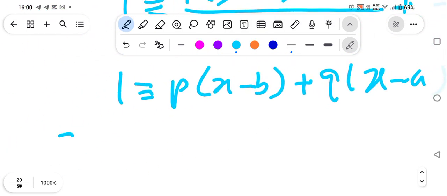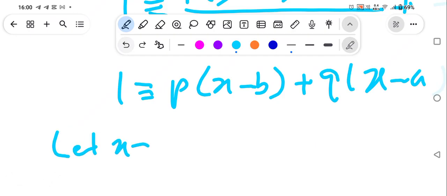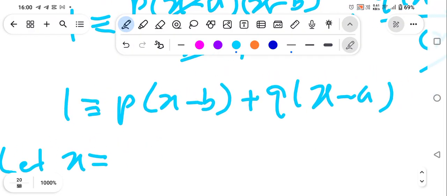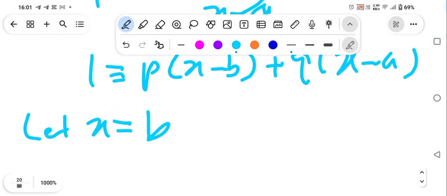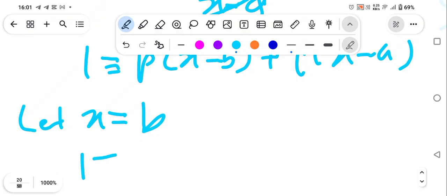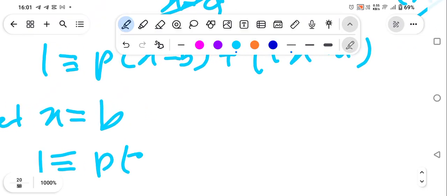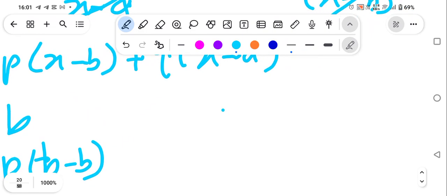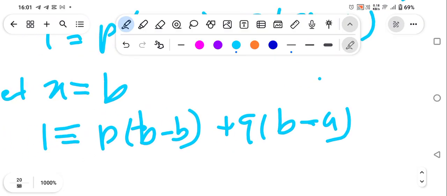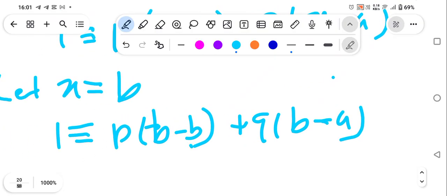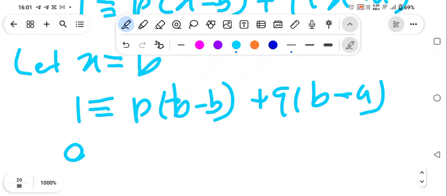So the same thing, we're going to let x equal to b. So now everything will change. So 1 will be equal to p times b minus b plus q times b minus a. Since the first term is equal to 0, we now have q equals 1 over b minus a.